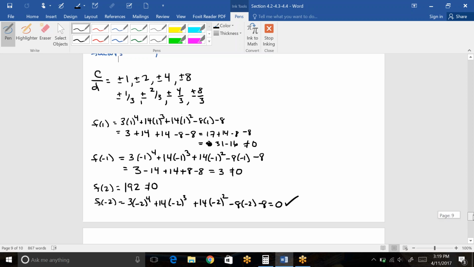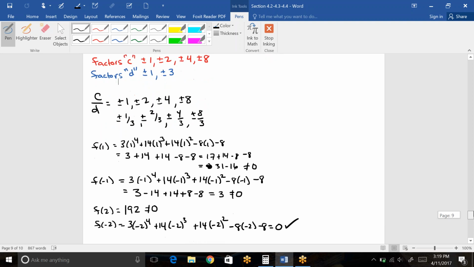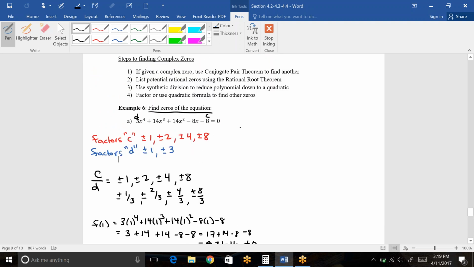So the whole point of this is that once you get a number that works, you then remember to do synthetic division with that number. So I take -2, put it in a box, and I write down my polynomial from up here. So 3, 14, 14, -8, -8, and none of the powers were missing, so there wasn't a need for any placeholder. We pull this down, we multiply, we add the column, we multiply, we add the column, we multiply, we add the column, we multiply, we add the column. You should expect that 0.